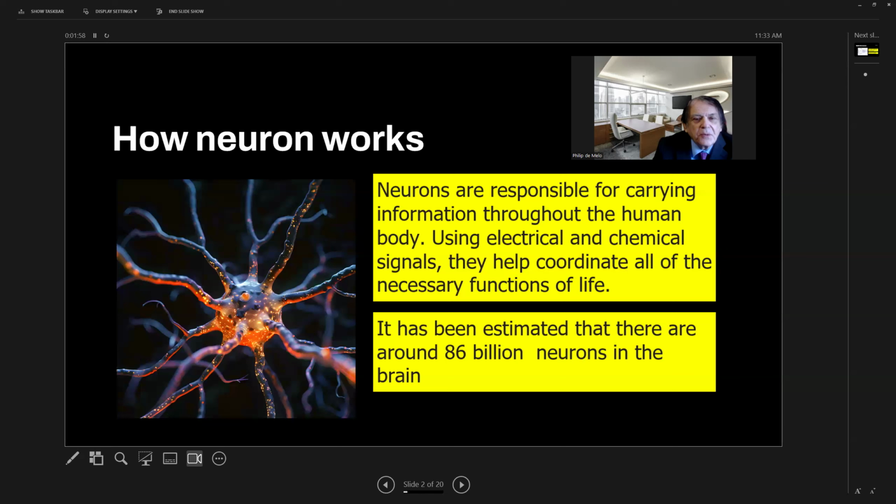And nowadays, neural networks also coordinate and define many areas of science and technology, and help build accurate algorithms for classification and the prediction of various events. It also plays a very important role in healthcare. It has been estimated there are around 86 billion neurons in our brain. So it's a huge network in our brain.